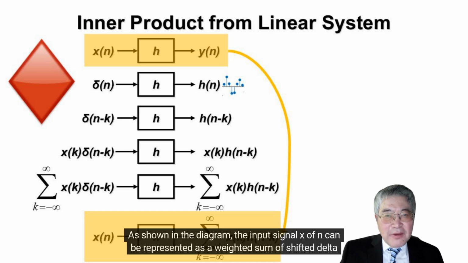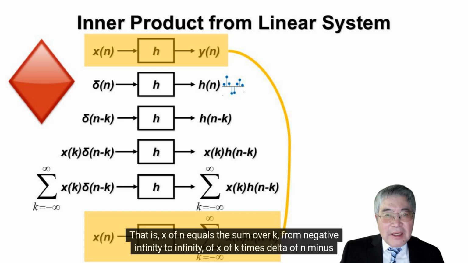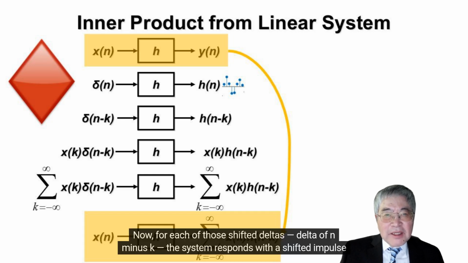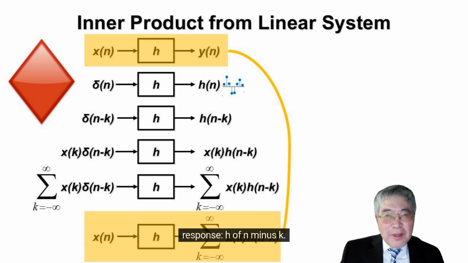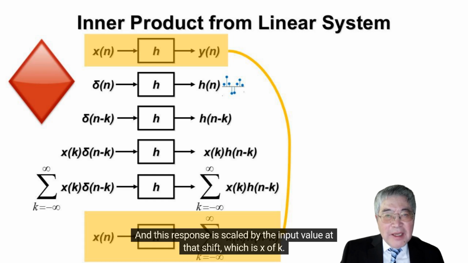As shown in the diagram, the input signal x of n can be represented as a weighted sum of shifted delta functions. That is, x of n equals the sum over k from negative infinity to infinity of x of k times delta of n minus k. Now for each of those shifted deltas, delta of n minus k, the system responds with a shifted impulse response h of n minus k. And this response is scaled by the input value at that shift, which is x of k.